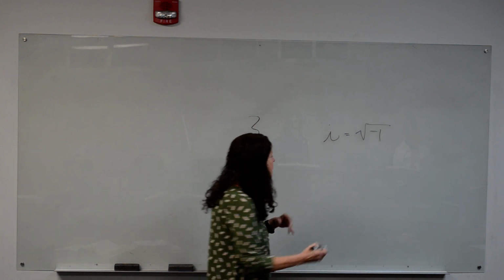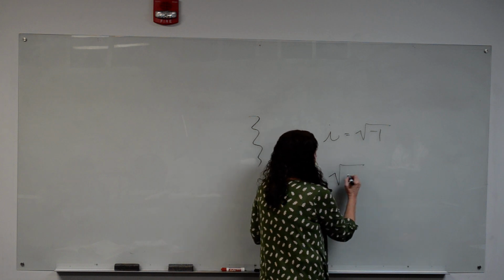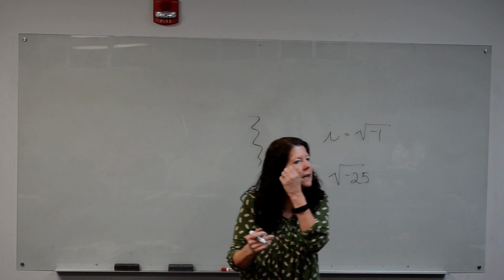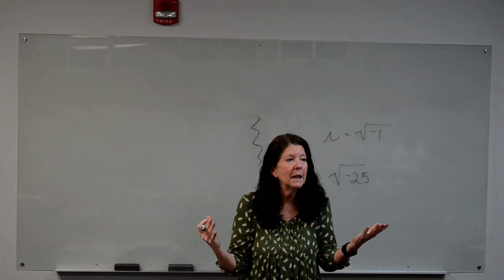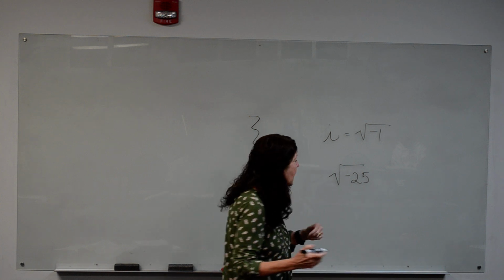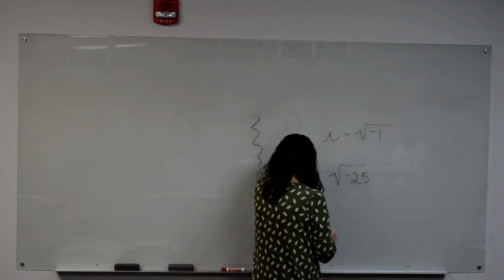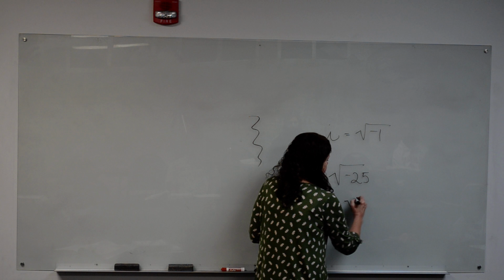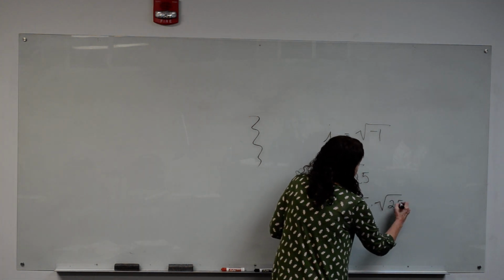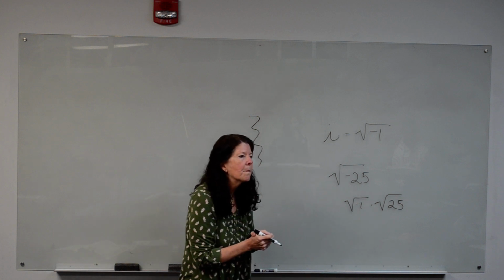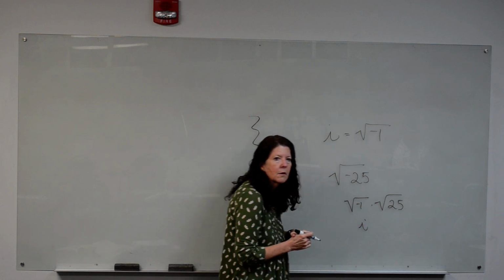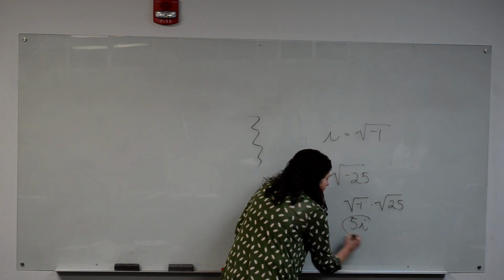So anytime I see something like the square root of negative 25, the answer used to be empty set. Can't be done. It is no longer that answer. I'm going to look at this as the square root of negative 1 times the square root of 25. What's the square root of negative 1? i. What's the square root of 25? 5. So the answer to this is 5i.